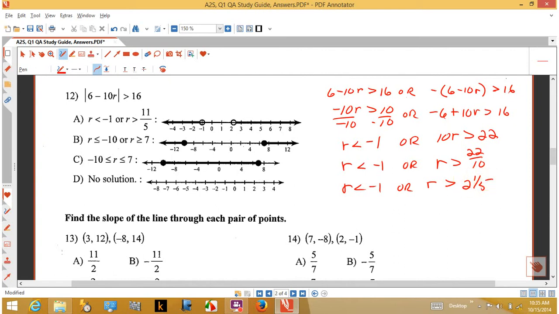So once again, there are no equal to signs, so anything with a closed dot will not work. And it's an or, so I'm looking for something where r is less than negative 1. That looks like it could be it. And r is greater than 2 and 1/5. Sure enough, that matches there, so it's A.